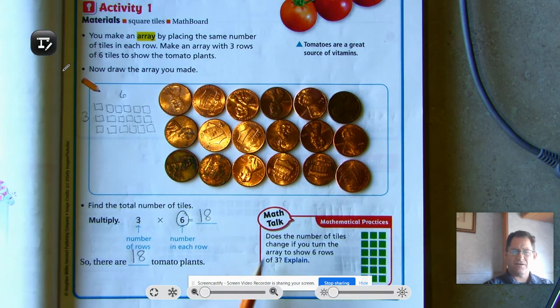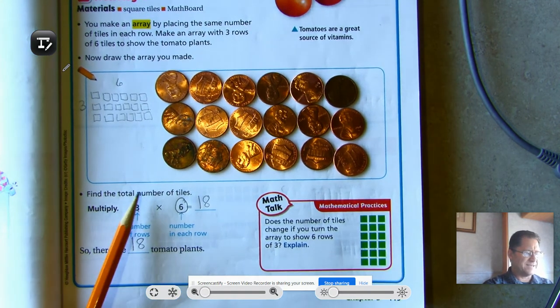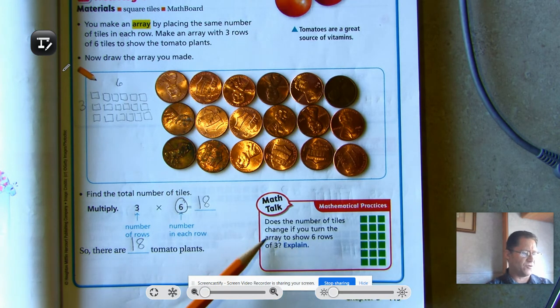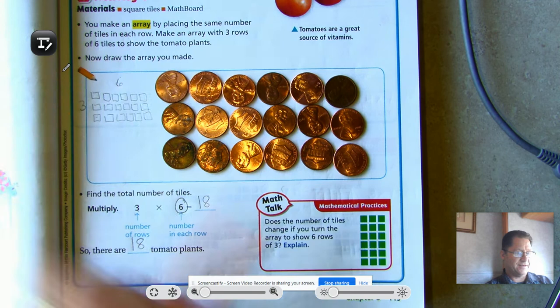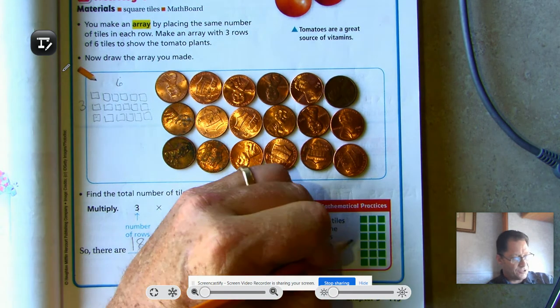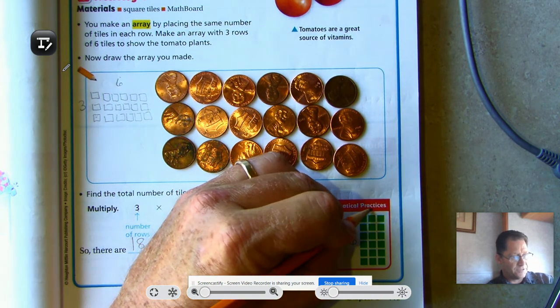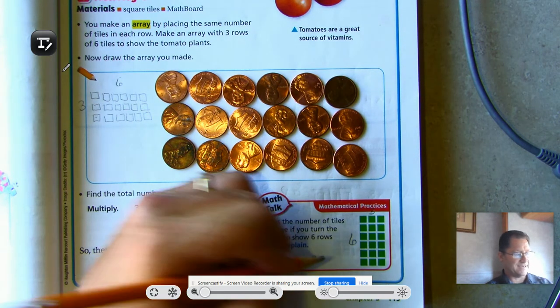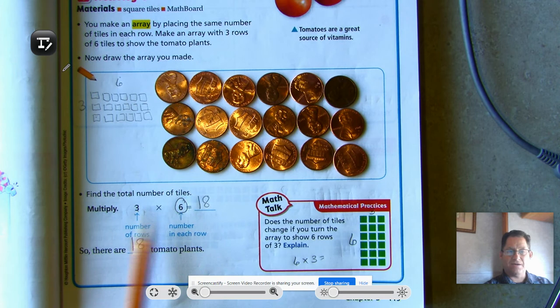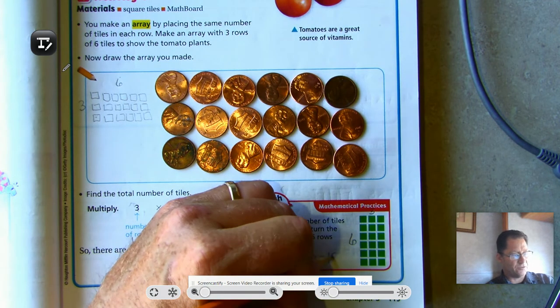Now, math talk. Does the number of tiles change if you turn the array to show 6 rows of 3? Here we have 3 rows of 6, and over here they turned it and made it 6 rows of 3. That multiplication problem would be 6 times 3. It's the same numbers, just in a different order, so I didn't change the number of tiles at all.